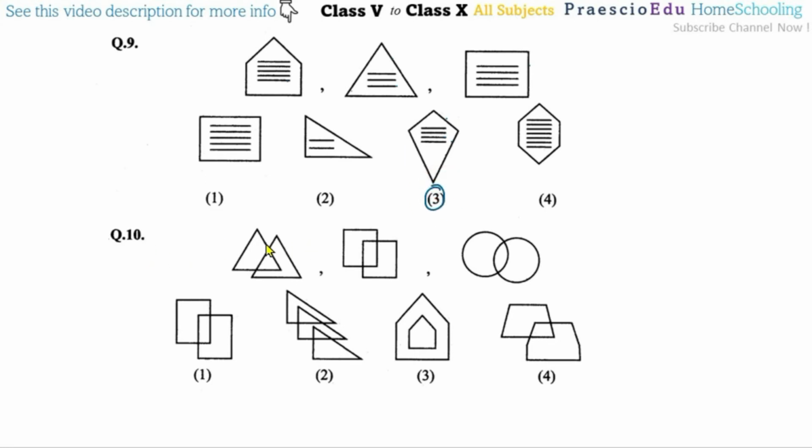Then question number 10. Two symmetrical shapes are overlapping each other. Here also the same, here also the same. So this matches with option number 1. The other options have different shapes, and the quantity is also different. So option number 1 is the correct one.